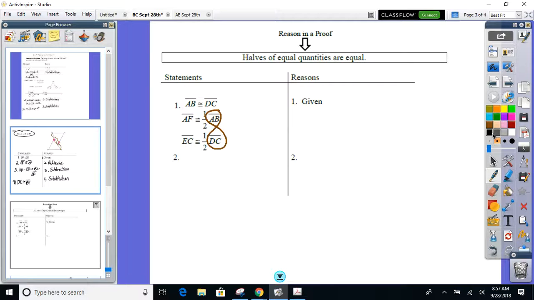So this is only going to be a two-step proof. Saying that which two segments are equal? AF is congruent to EC. Halves, and you can write equals, that's fine. Halves of equal quantities are equal.